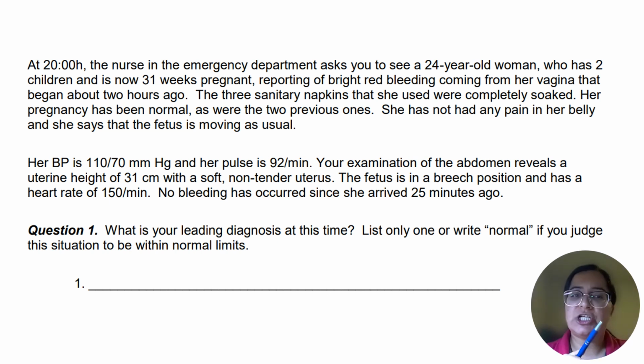So her BP, she's stable. The BP is 110/70. Pulse is a bit high. Abdomen reveals a uterine height of 31 centimeters, which is concordant with the weeks of gestation, and non-tender uterus. Fetus is in breech position, heart rate is 150, no bleeding has occurred since she arrived. What is your leading diagnosis? List only one or write normal if you judge this situation. In any case, you should refrain from writing normal, because this is far from normal.